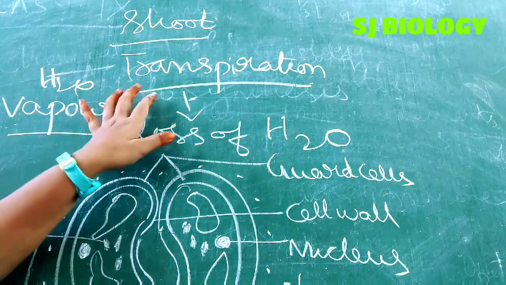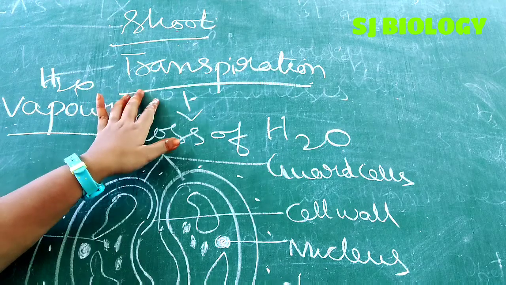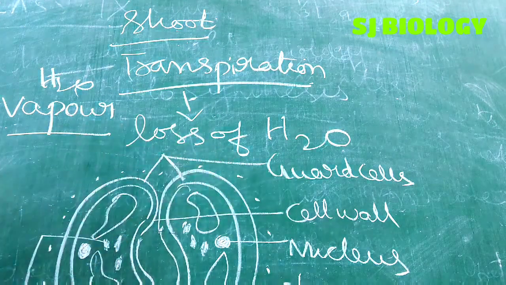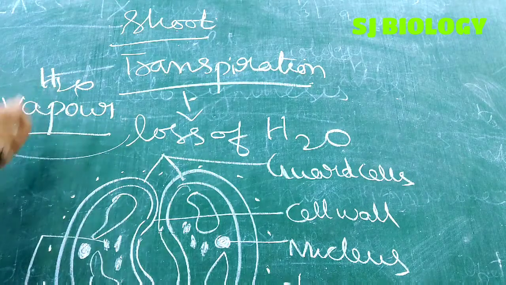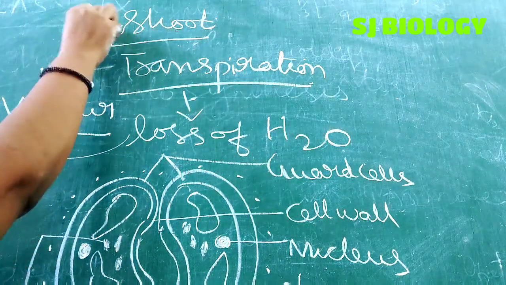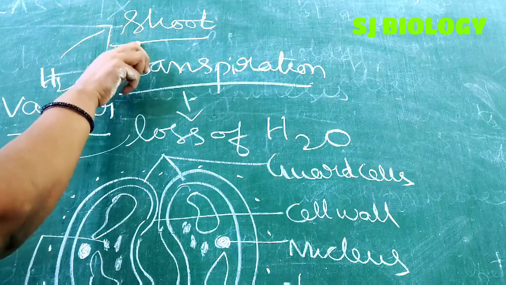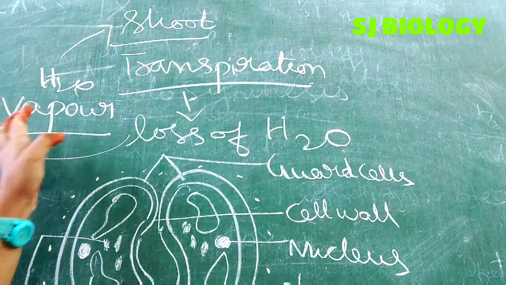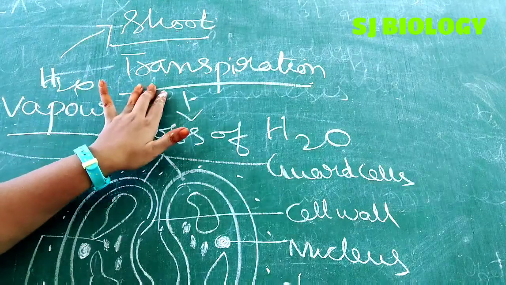So now we are going to see about transpiration. Transpiration is nothing but a loss of water. It's the loss of water in the form of water vapor from the aerial parts, the shoot system, that is the stem. The aerial parts of the plant body, this is called transpiration.